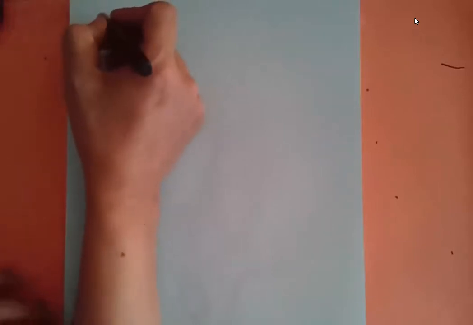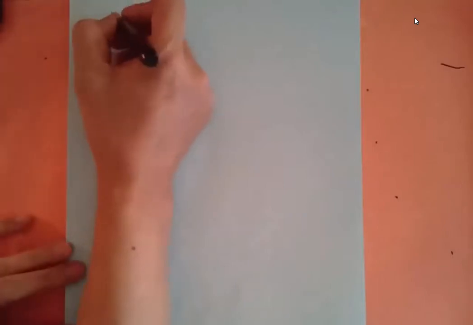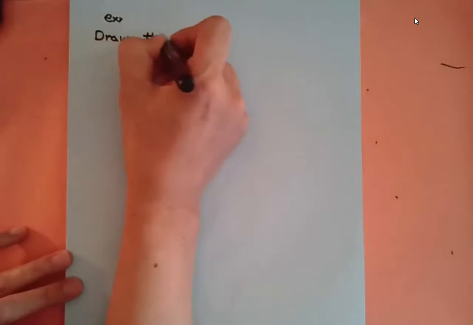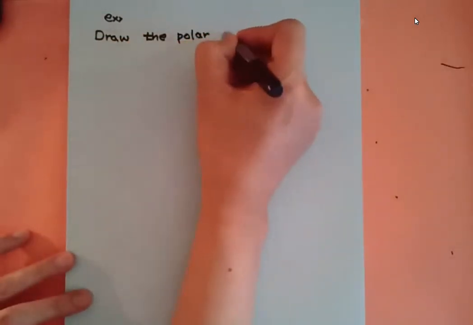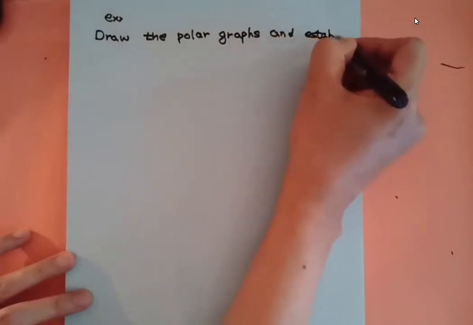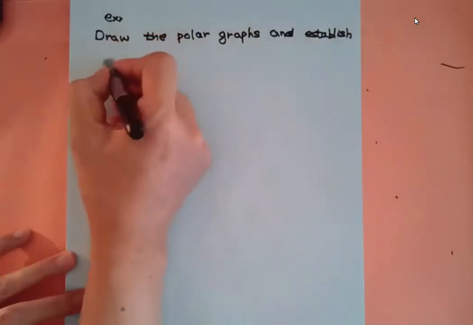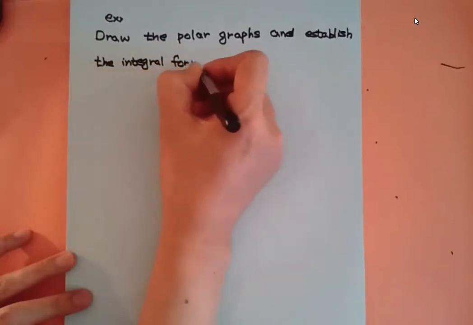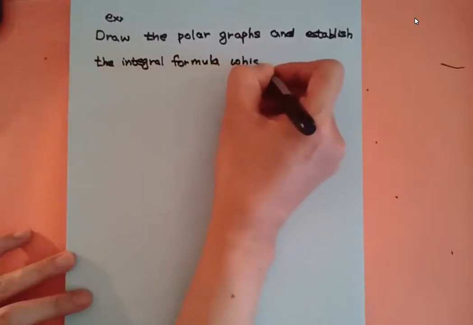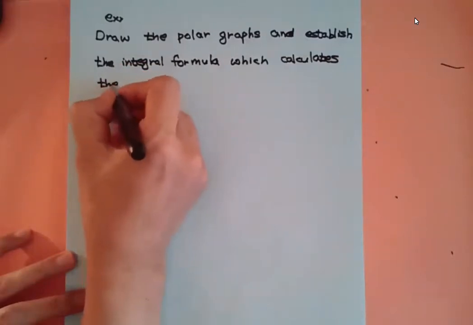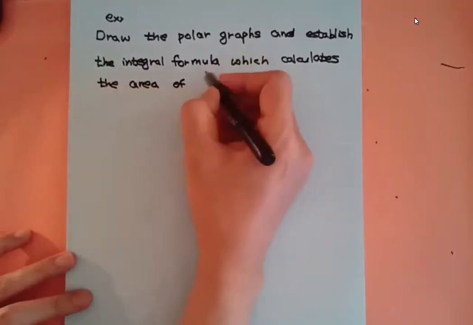Let's keep doing area in polar coordinates. Draw the polar graphs, and establish the integral formula which calculates the area inside both curves.